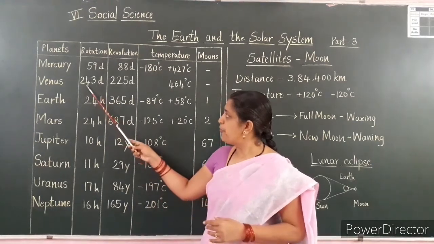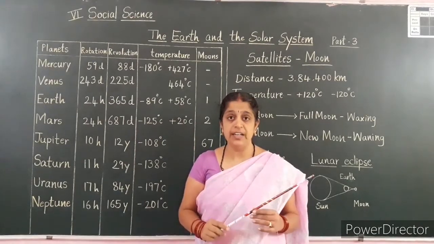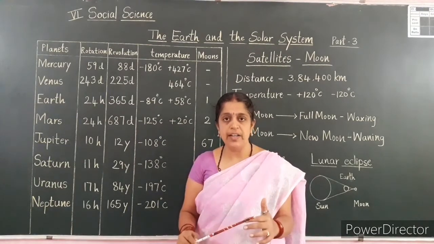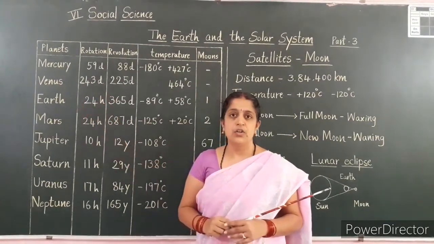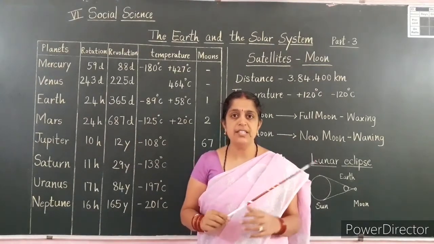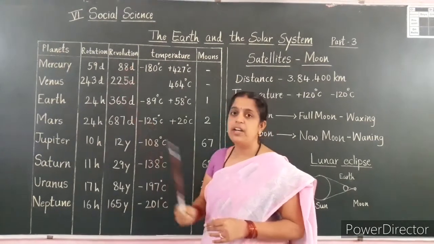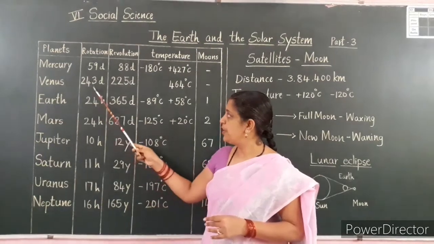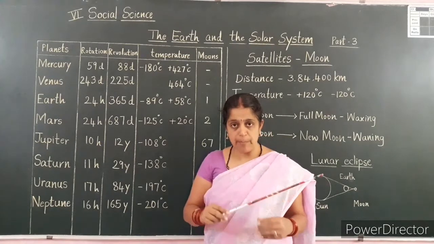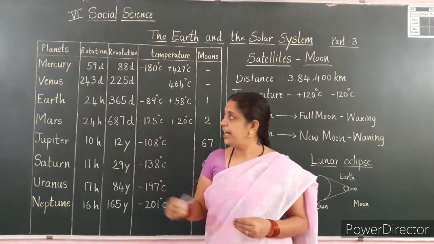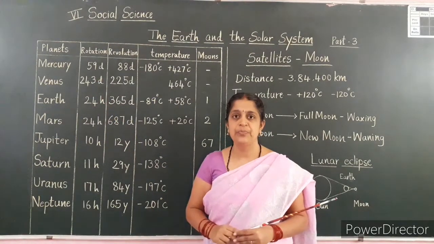It takes 243 days for one rotation. 243 days. It means one day on Earth equals 243 days on Venus. Its rotation is very slow. Next, 225 days for one revolution. See, the rotation and the revolution periods are almost the same. Even after completing one revolution around the Sun, it will not complete its one rotation. The rotation is very slow.